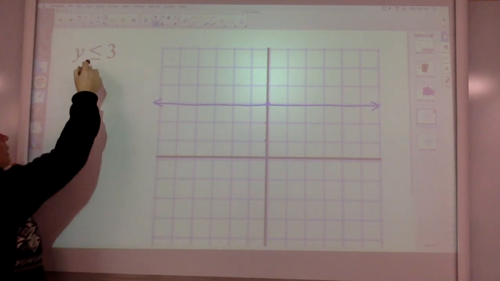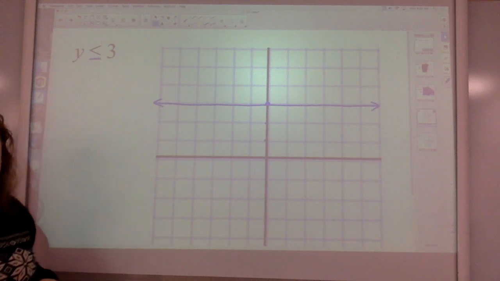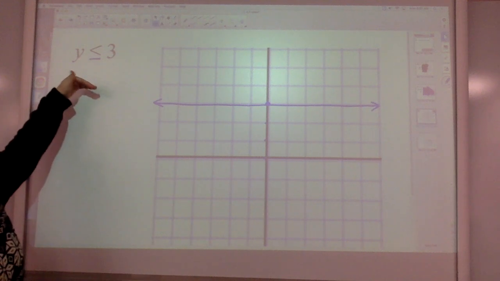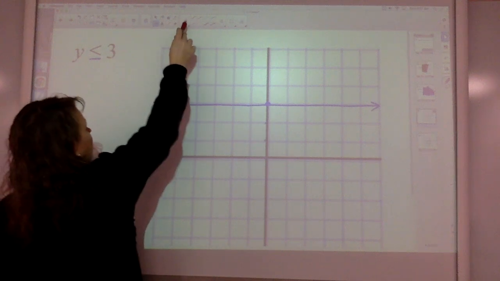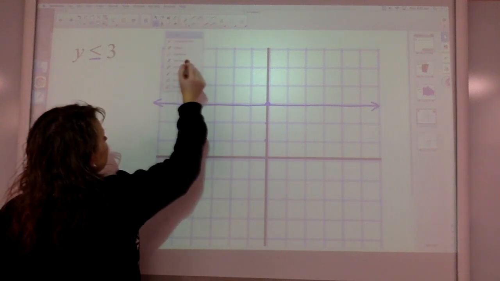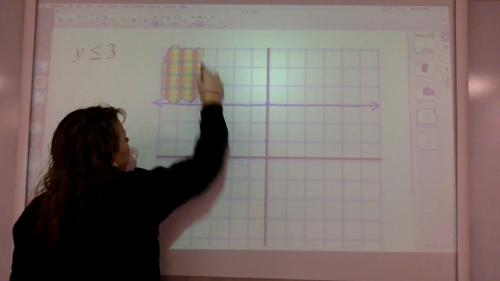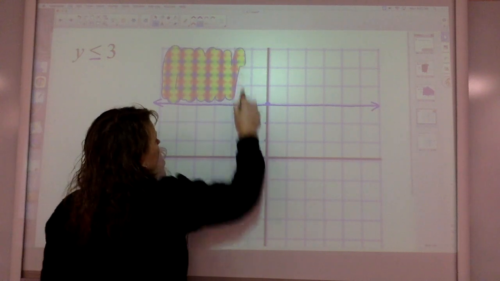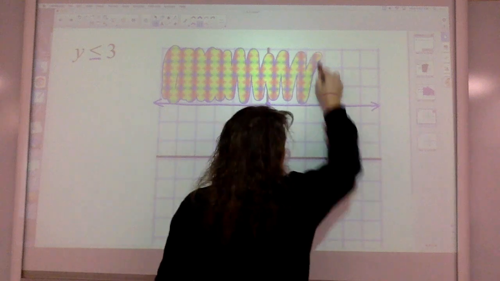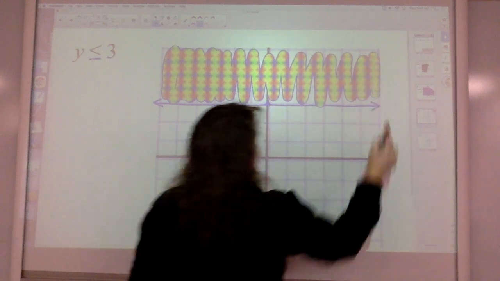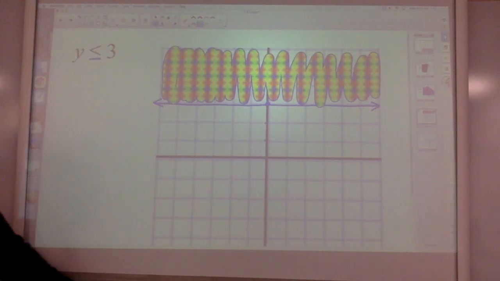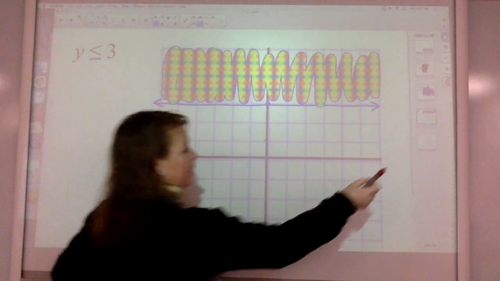I already looked and had an equal sign, that's why we have a solid line. And it wants greater than. If you want greater than that, I'll color it rainbowy. All of this is greater than. y is greater than or equal to 3. All of that above the line. And the last one.